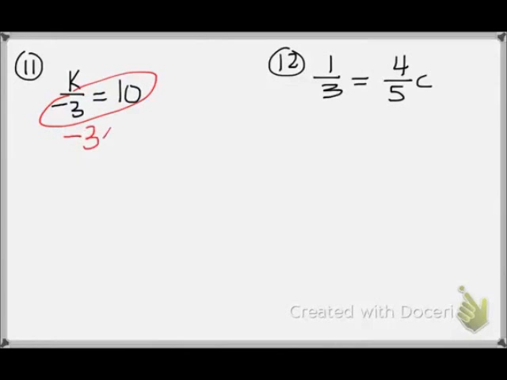Well, number 11 is a piece of cake. I love doing those. It's just crisscross multiplying. -3 times 10 is -30. Number 12. Alright, this is the one, guys, where you have a variable married to a fraction.